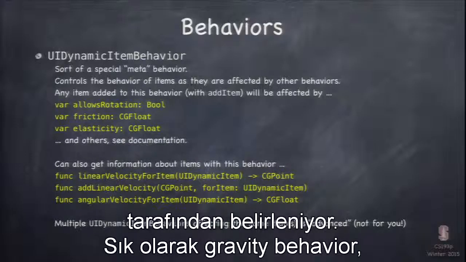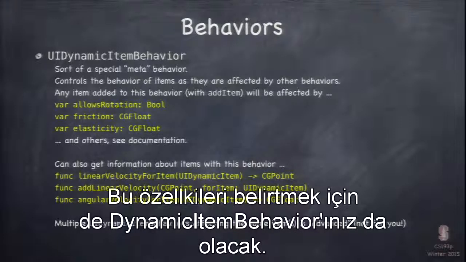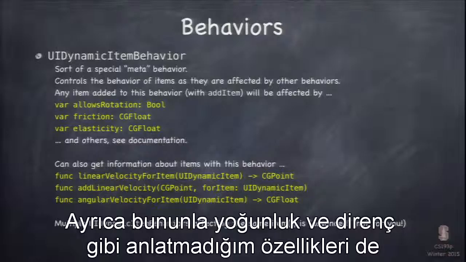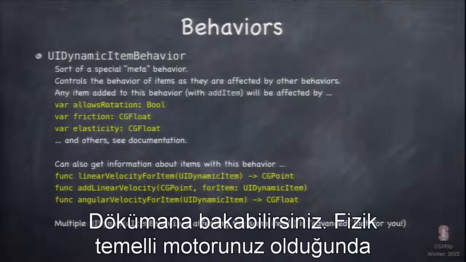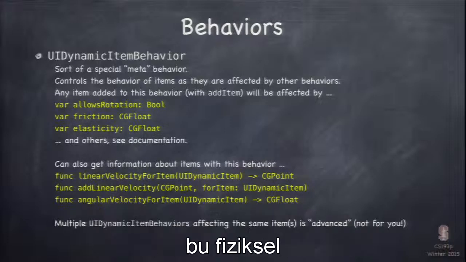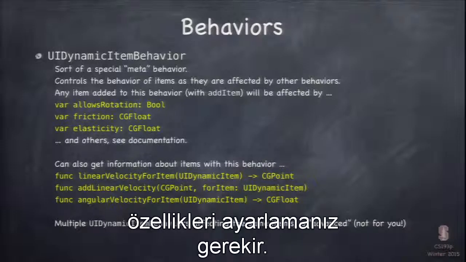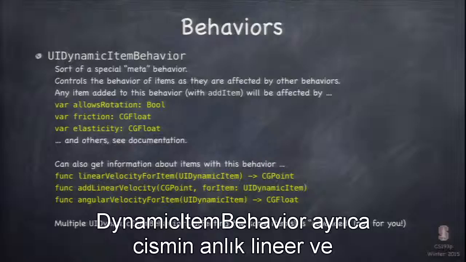So very often you'll have a gravity behavior, a collider behavior. You'll also have a dynamic item behavior that describes how much springiness there is. It also does density, resistance, other things I haven't mentioned here. You can look at the documentation. But it's kind of all the things you would expect if you had a physics-based engine. You need to set the physical attributes of an item.